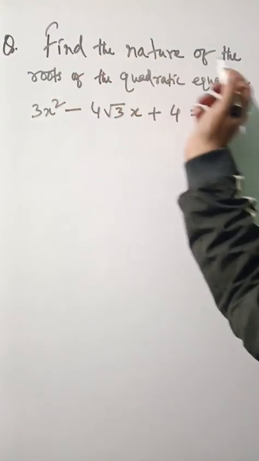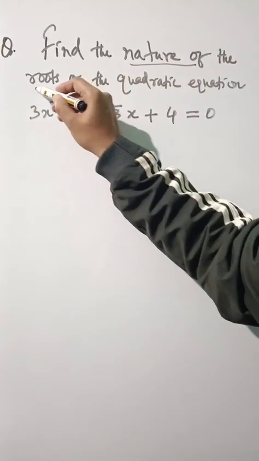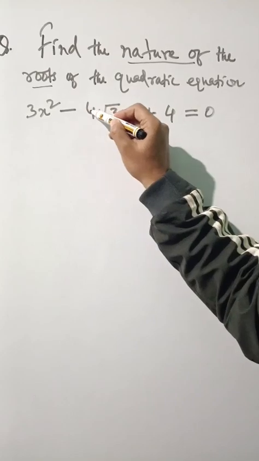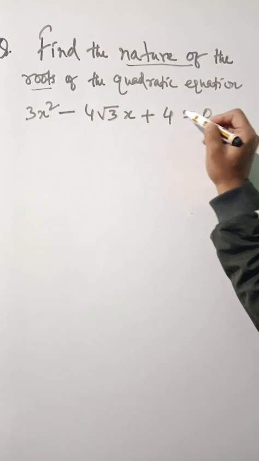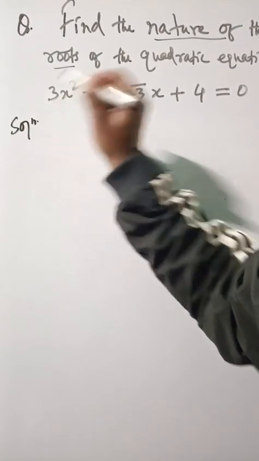Friends, let us see this question today. Find the nature of the roots of the quadratic equation 3x square minus 4 root 3x plus 4 equal to 0. Now, let us solve this stepwise.